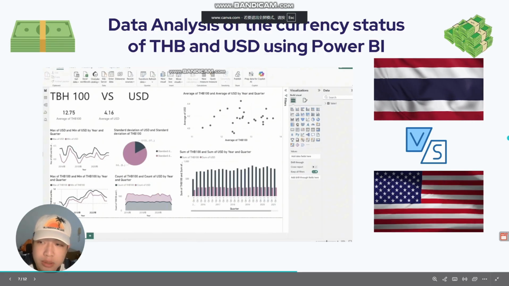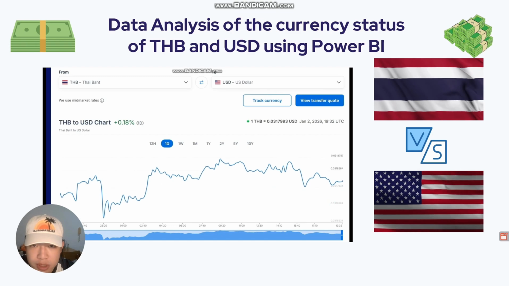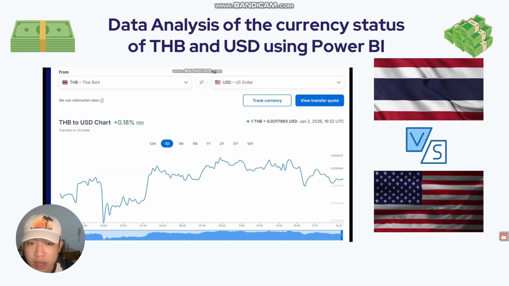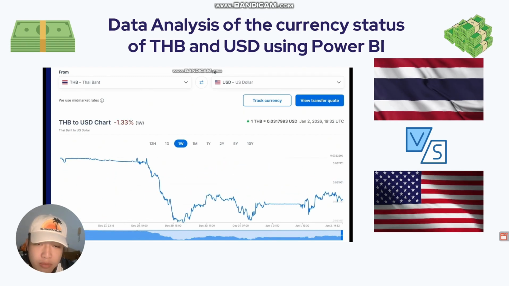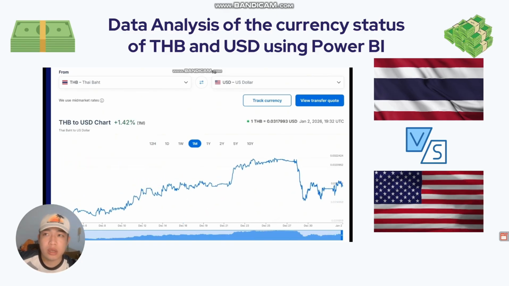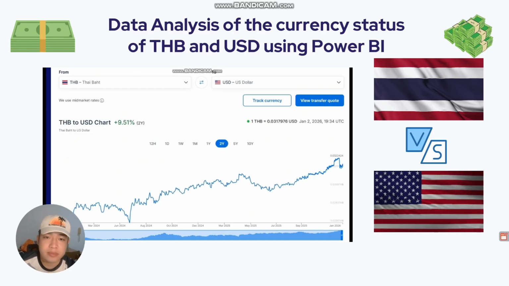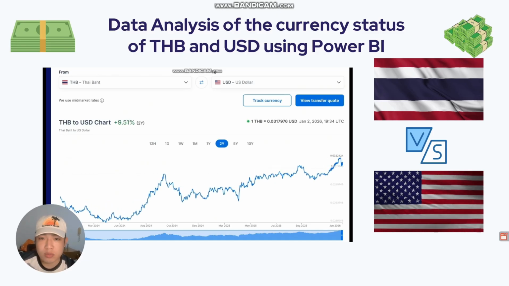Hello everyone, my name is Kobogo. This is a data analysis of the currency status of THB and USD using Power BI. The mean of THB is approximately 12.35 and the USD is 4.16, indicating that both currencies remain relatively stable throughout the sample period.